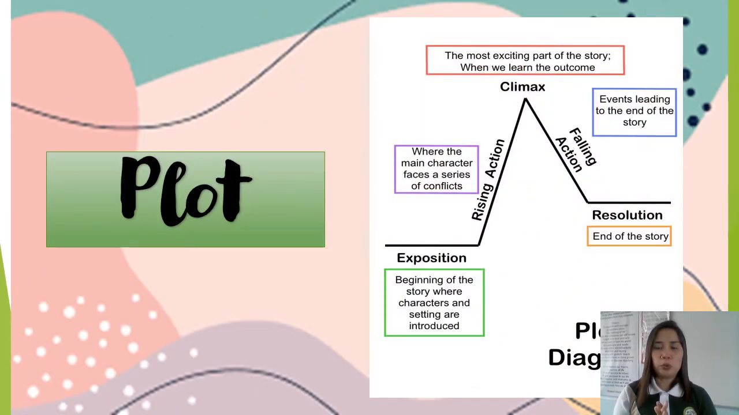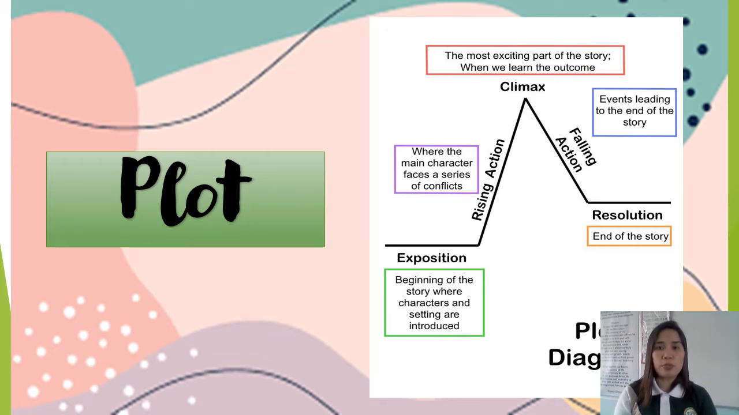Now let's go to the plot of the story. A plot has three basic parts: the beginning, the middle, and the end. These are arranged in logical or chronological order.